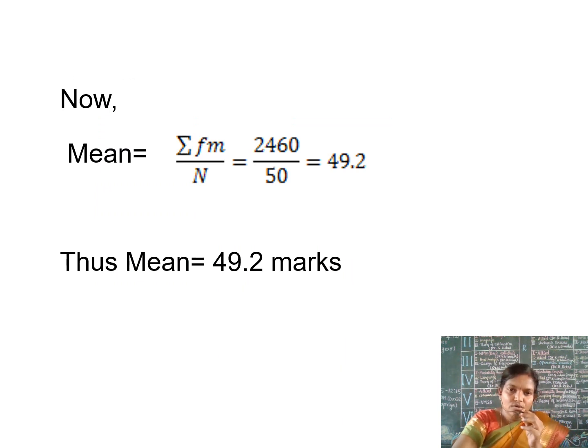The total of the fourth column is 2460, divided by the frequencies total, which is 50. If you simplify this value, it will be 49.2. That is the mean value of this question.